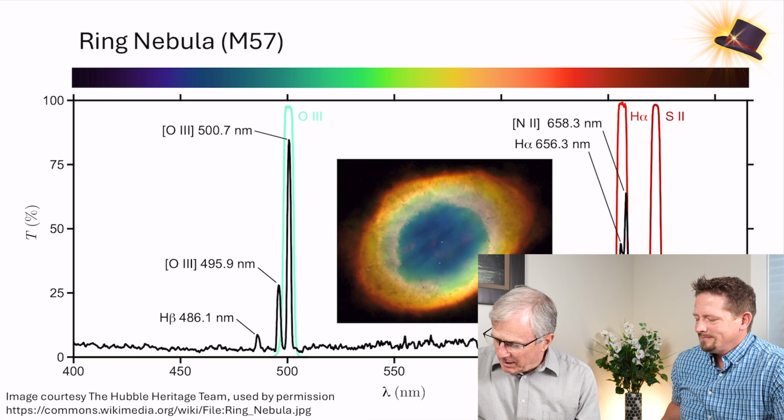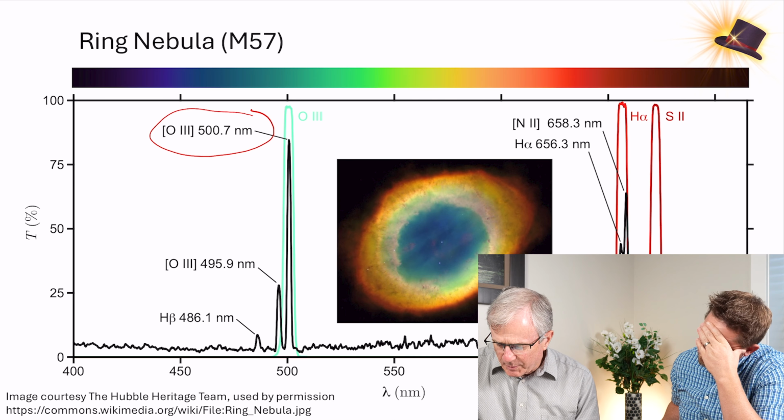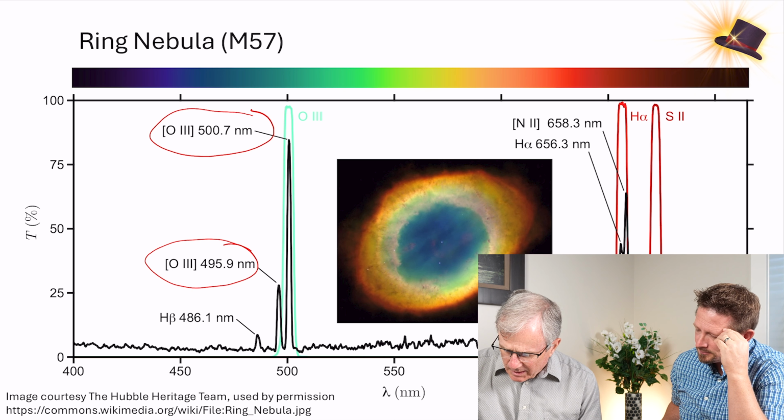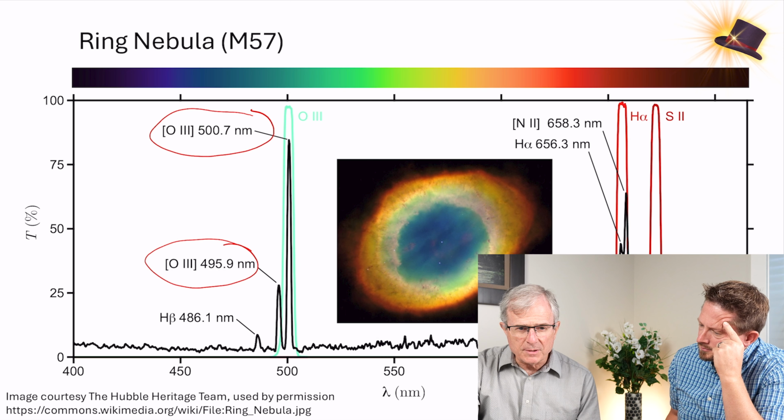So these are those two lines. There's the 500.7 forbidden oxygen-3 line, and here's the 495.9 nanometer, also forbidden, oxygen-3 line. We'll say a little bit more about why they're forbidden in just a second.